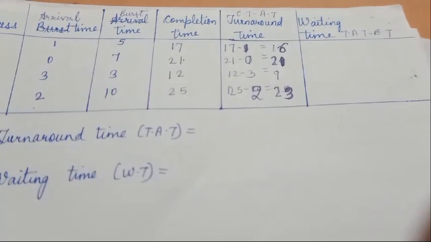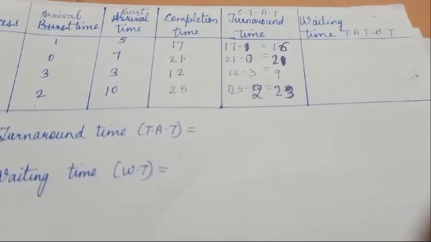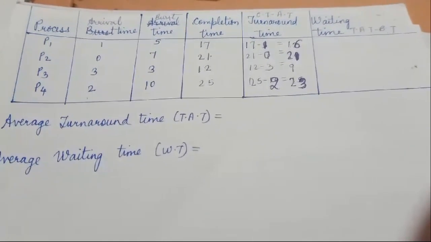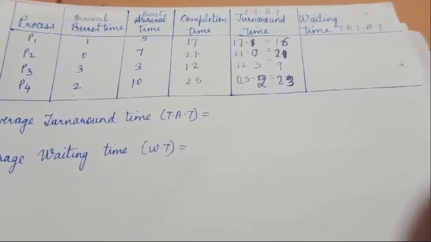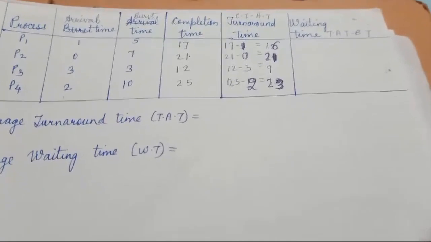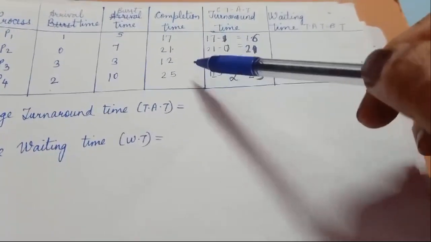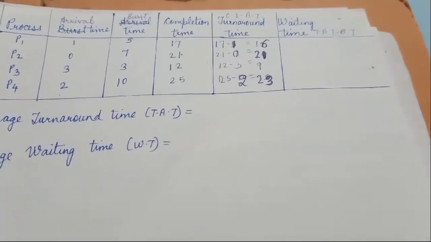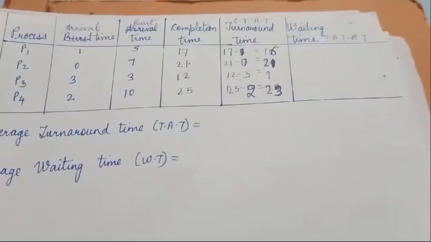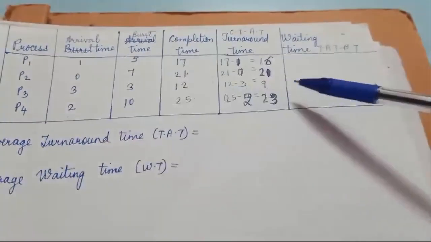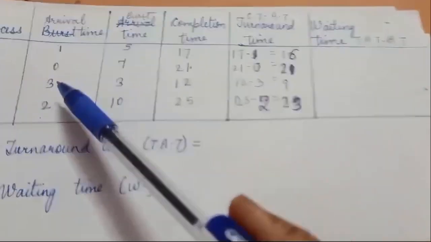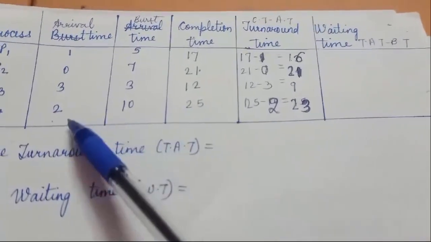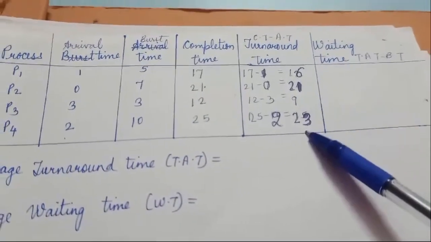Now let's find turnaround time. Formula is completion time minus arrival time. I have already given formulas in my 3 previous videos. If you don't know, learn the formulas. Focus on the columns completion time and arrival time. So here we'll get the values 17 minus 1 is 16, 21 minus 0 is 21, 12 minus 3 is 9, 25 minus 2 is 23. These are the values of turnaround time.